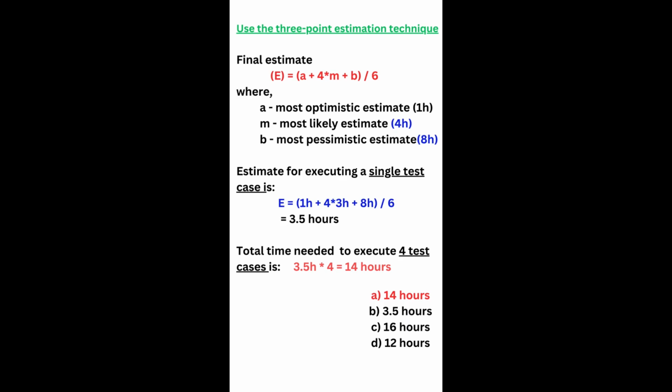Final estimate, E, equals (A plus 4 times M plus B) divided by 6, where A is the most optimistic estimate, M the most likely estimate, and B the most pessimistic estimate. Substitute the values, and the estimate for executing a single test case is 3.5 hours. So, the total time needed to execute 4 test cases is 14 hours.